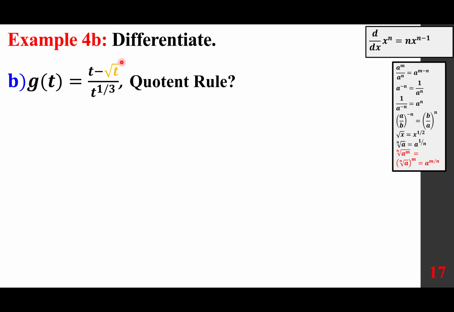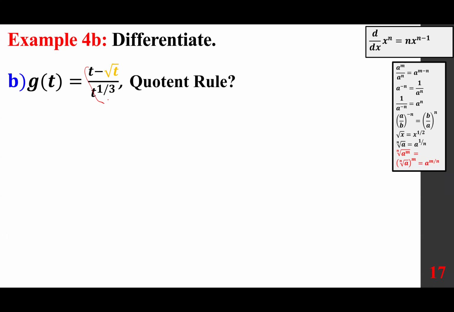G of t is (t minus square root of t) over t to the power of 1/3. Do we have to use a quotient rule? It's important to understand when you have to use the quotient rule. If you avoid it, you normally make it more difficult. On the other hand, if you don't have to and you use it, that's even worse. And the answer is no, we don't have to use a quotient rule because we are going to use our algebraic techniques first in the following manner.